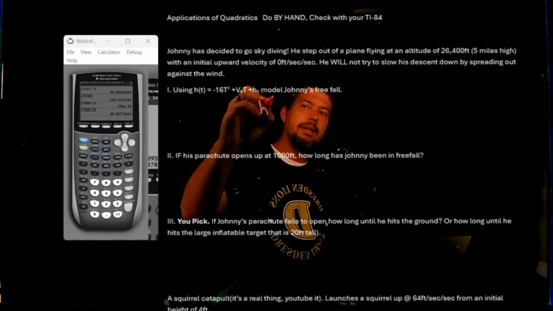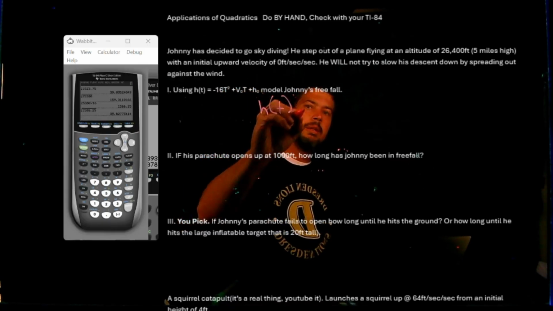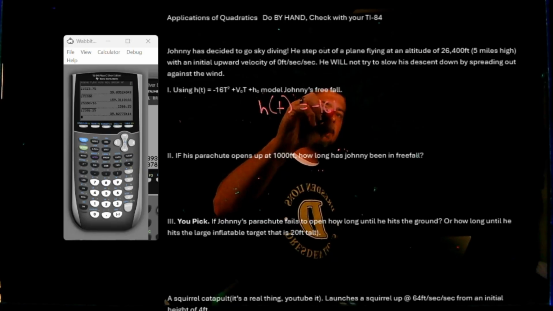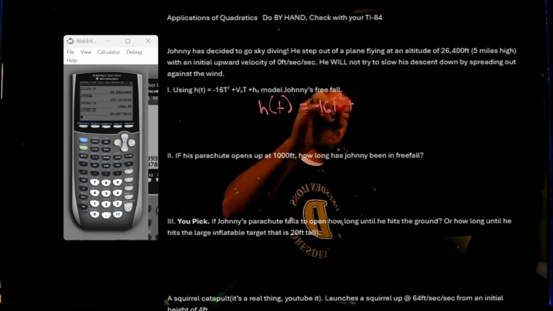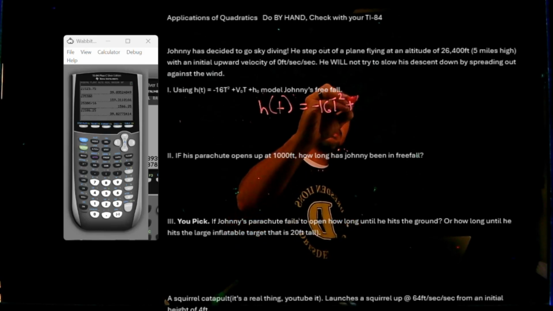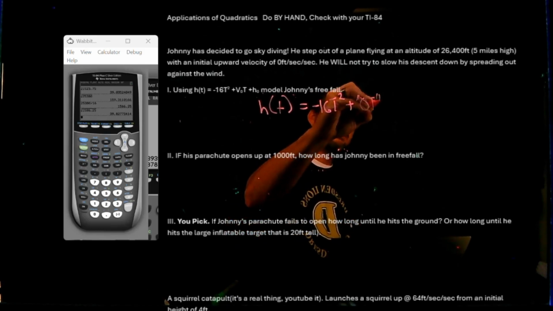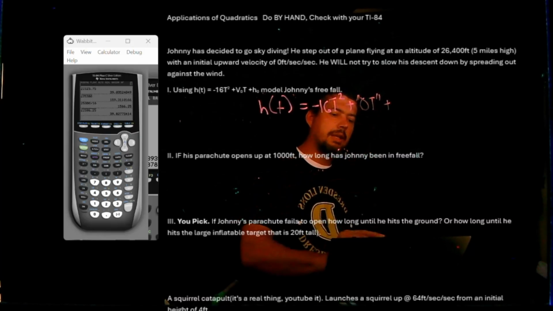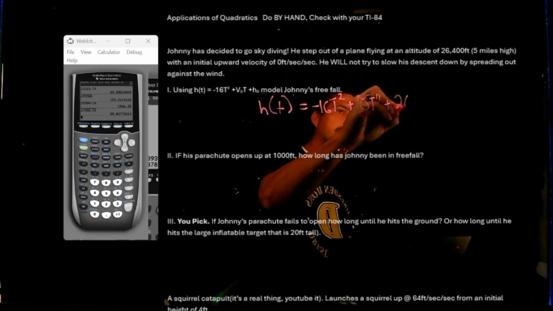This is going to be height as a function of time is negative 16t squared plus the initial velocity. The initial velocity is given in the text as 0, plus 0t, and then plus h subscript 0, which is the initial height, which is 26,400.